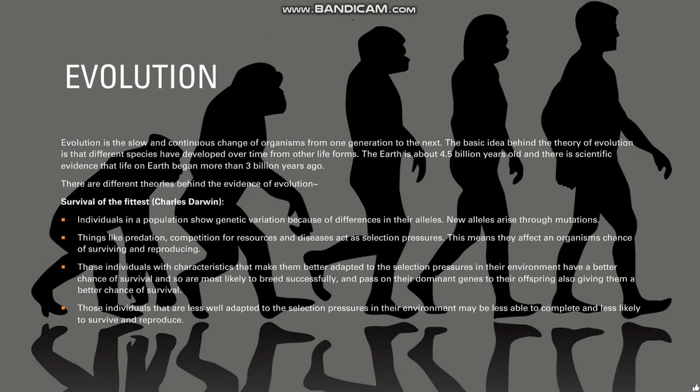This means they affect an organism's chance of surviving and reproducing. Those individuals with characteristics that make them better adapted to the selection pressures in their environment have a better chance of survival, and so are most likely to breed successfully and pass on their dominant genes to their offspring. Those individuals that are less adapted to the selection pressures in their environment may be less able to compete and less likely to survive and reproduce.